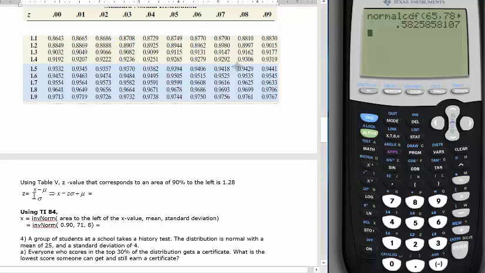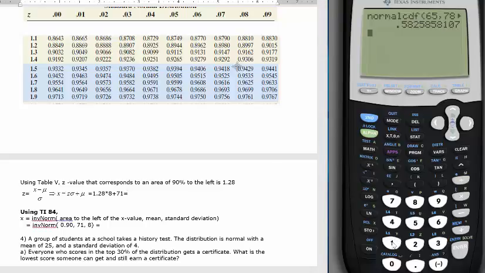Now, we have a formula that says z equals x minus mean divided by standard deviation. The x we don't know. The z we already found using the table, which is 1.28. The mean we know it's 71, and standard deviation is 8. If you rewrite this formula, you'll have a new formula for x. X will be the standard deviation times the z-score and then plus the mean. So that would be what? 1.28 times standard deviation is 8 plus what? 71 equals. Let's do the math on the calculator.